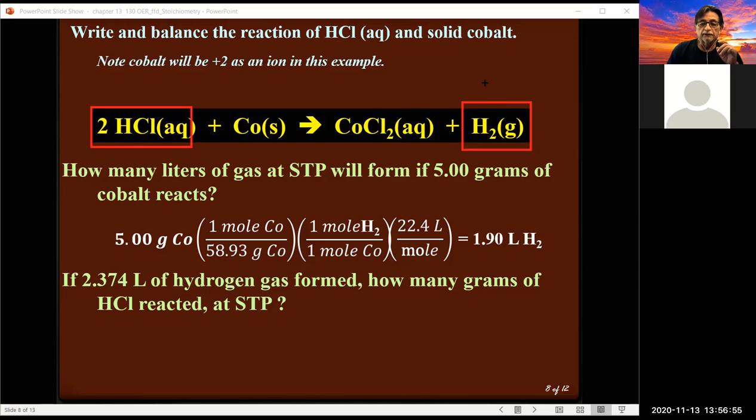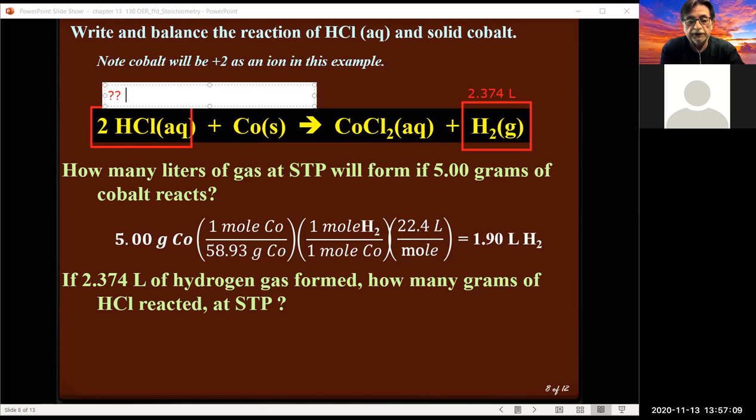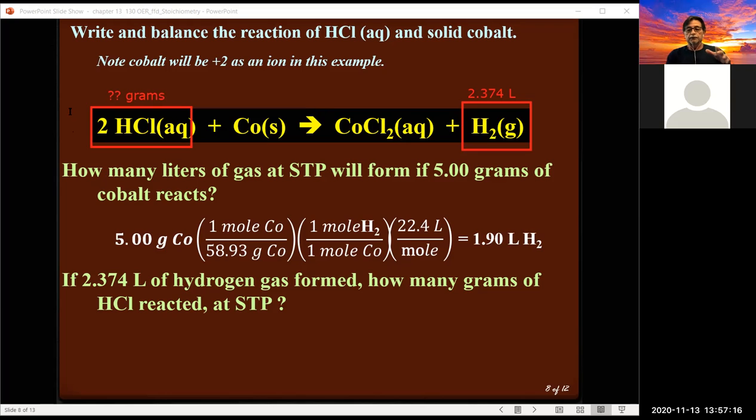And if we have 2.374 liters of hydrogen gas, the question's asking how many grams of hydrochloric acid I need. Okay, that's what they're asking you there. And so I go to the flow chart to help me out and refer to it until you're comfortable with this. Plus I'm at STP.